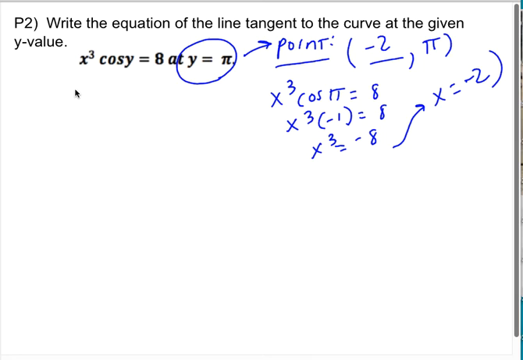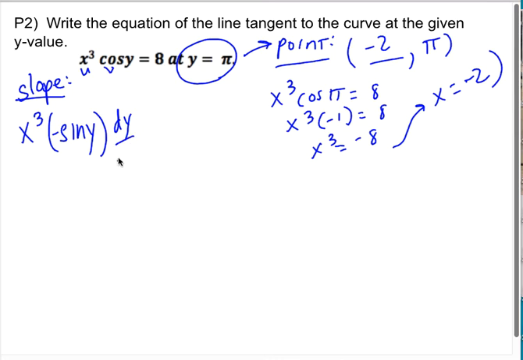The second thing I need is a slope. So in order to find the slope, I really need dy dx. Well, here I can't really get out of the product rule without taking an inverse cosine, which frankly you just don't want to do. So u dv, derivative of cosine is going to be negative sine, times the derivative of that stuff, which is a dy dx, plus v, which is cosine y, du, which is going to be a 3x squared, equals a 0 because that's an 8 on the other side.